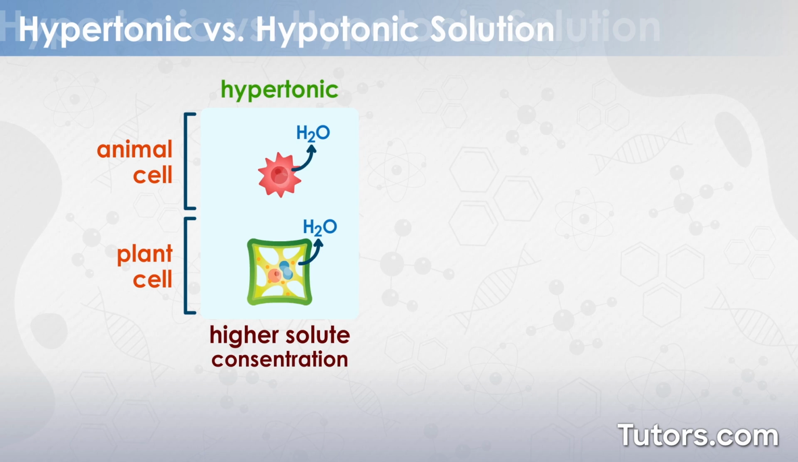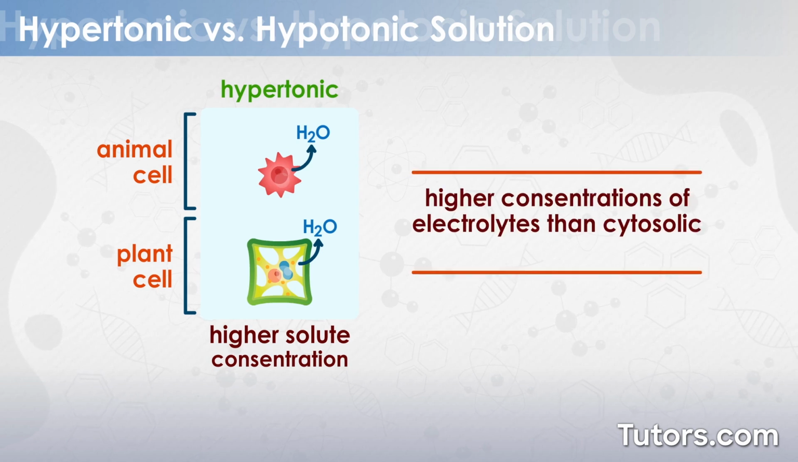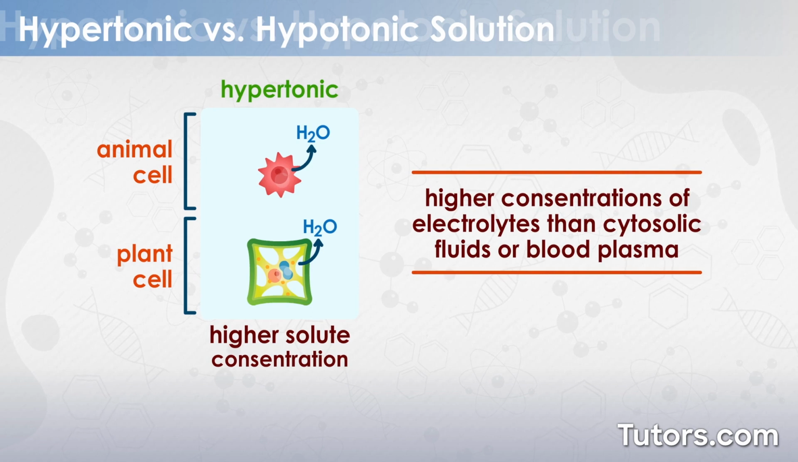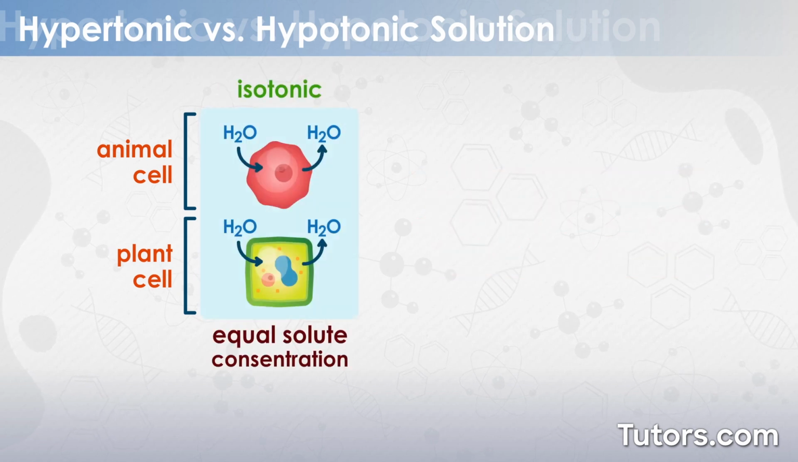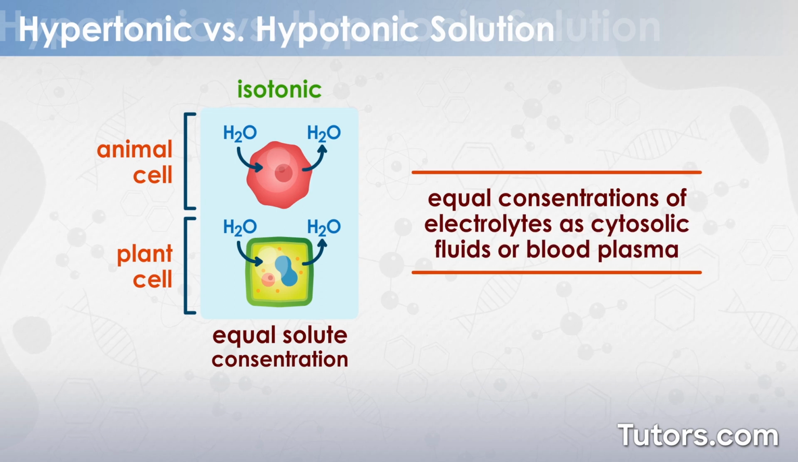Hypertonic solutions in medicine and biology have higher concentrations of electrolytes than cytosolic fluids or blood plasma. Isotonic solutions have equal concentrations of electrolytes as cytosolic fluids or blood plasma.